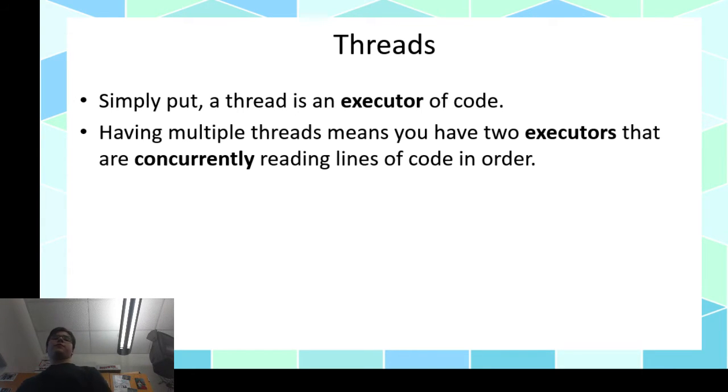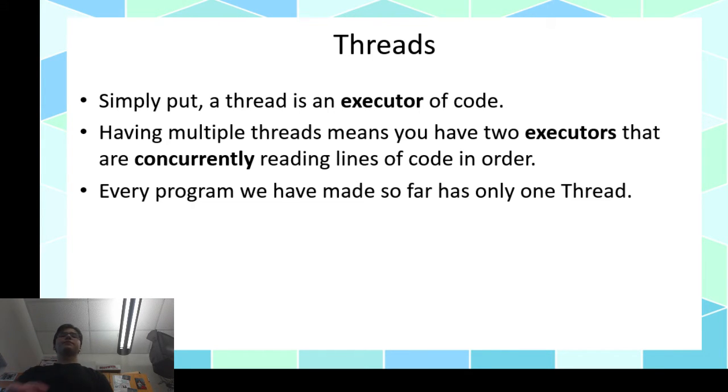The reason we're not going to do too much with threads is because when you get into multi-threads, you get two executors of code. You can imagine what problems you can have if they're executing the same method at the same time, accessing the same variables. Bad things can happen sometimes. So we're only going to get slightly into threads. Every program we have made so far has only had one thread. I think everything so far we've done in school, and I think in advanced as well, it's just one thread.